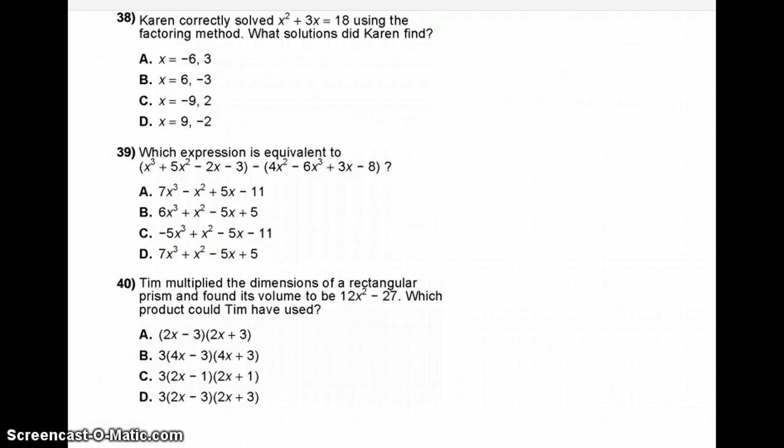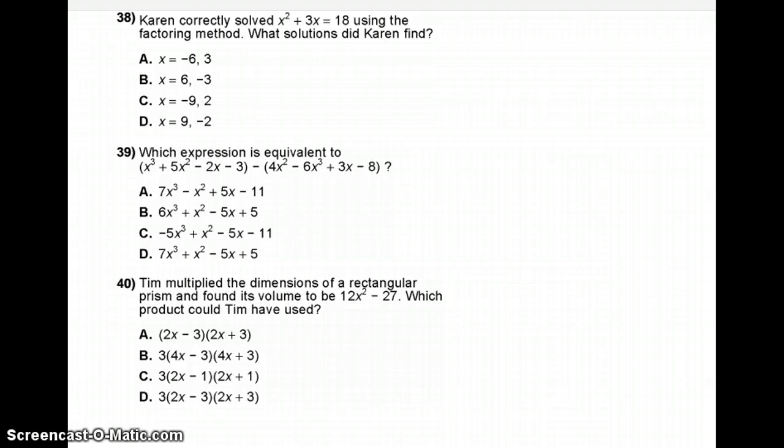Number 39. Which expression is equivalent to the quantity x cubed plus 5x squared minus 2x minus 3 minus the quantity 4x squared minus 6x cubed plus 3x minus 8?